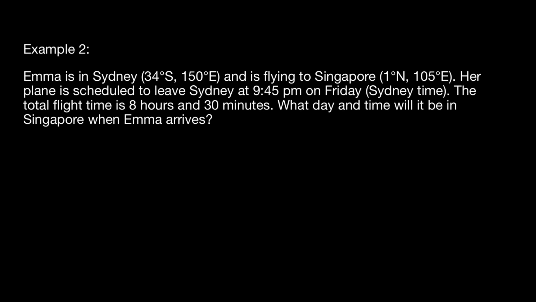In example 2, Emma is in Sydney, 43 degrees south, 150 degrees east, and is flying to Singapore, 1 degree north, 105 degrees east. Her plane is scheduled to leave Sydney at 9:45 p.m. on Friday, Sydney time. The total flight time is 8 hours and 30 minutes. What time and day will it be in Singapore when Emma arrives? Okay, I'm going to underline some key points in this question.